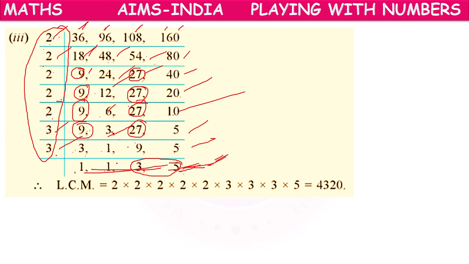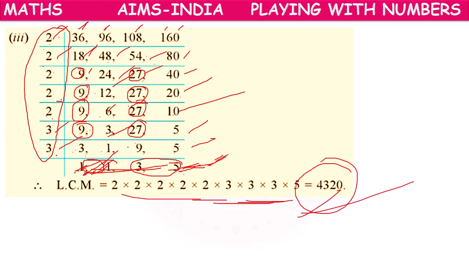Now the product of divisors into the product of the remaining terms. We can exclude this one, no need to multiply, because any number multiplied by 1 will be the same. So during multiplication, 1 no need to count. This is all 2s and 3s, this 3, 5. We multiply all, the answer will be 4320. Like this, we can find the LCM.